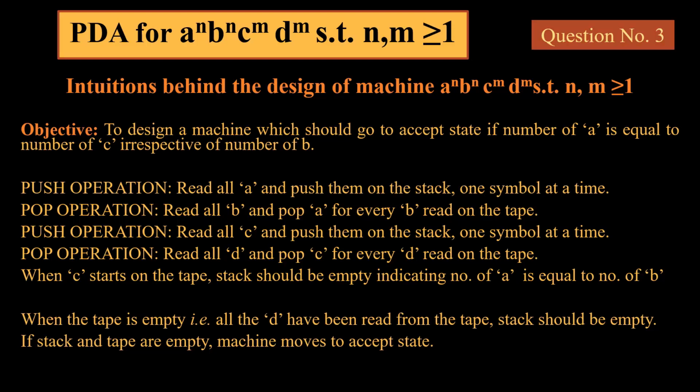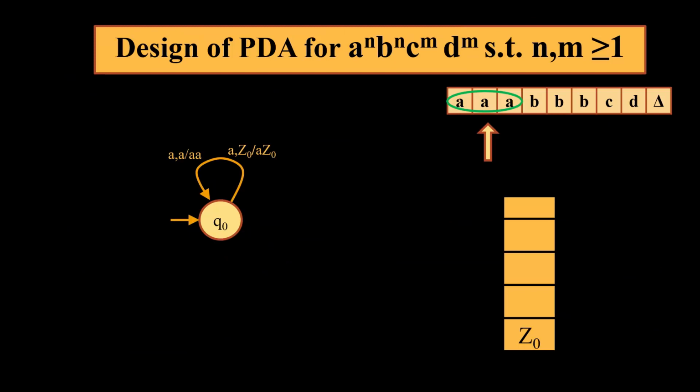That means there should be only Z0 on the stack, indicating that all the A which were pushed have been popped by B. We start pushing C on the stack, and when we come across D, we start the pop operation. Corresponding to every C, we should have D. So when the tape is empty, that is all D have been read, the stack should be empty.